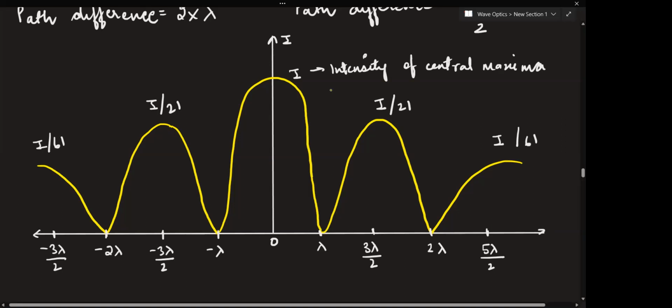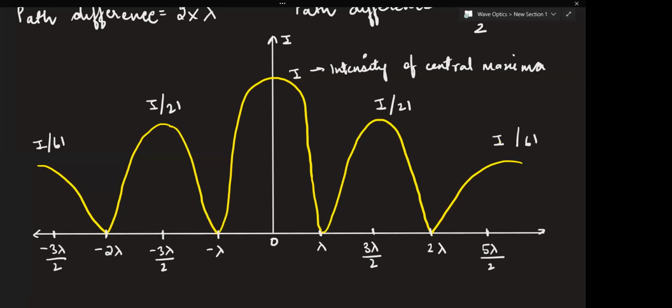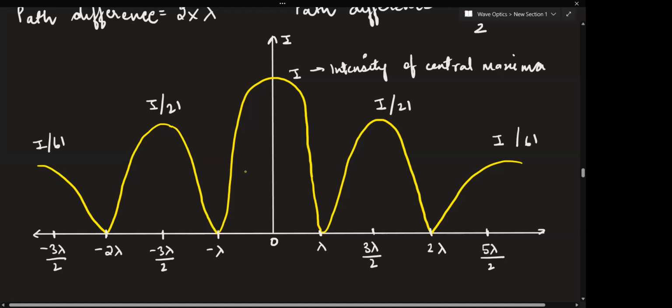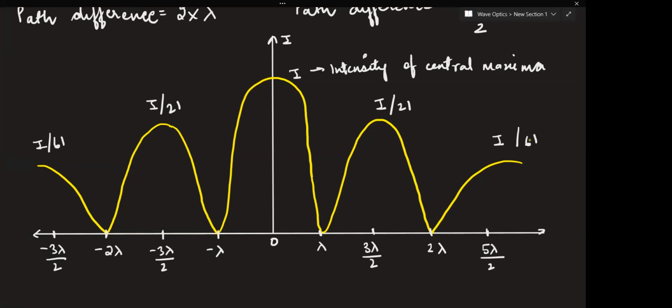And see, all these intensities, I by 21, I by 61. Basically, the intensities of the secondary maxima relative to the intensity of the central maxima are in the ratio of 1 is to 1 by 21, then 1 by 21 is to 1 by 61, 1 by 61 is to 1 by 121, and so on. So the intensity of the first secondary maximum is just 4% of the central maximum. Now see, the intensity of secondary maxima decreases with the order of maximum.